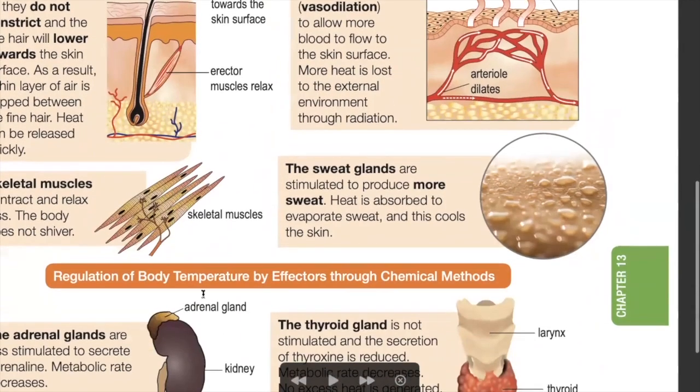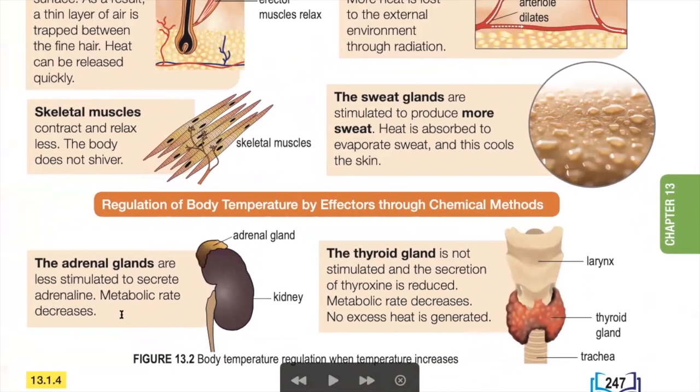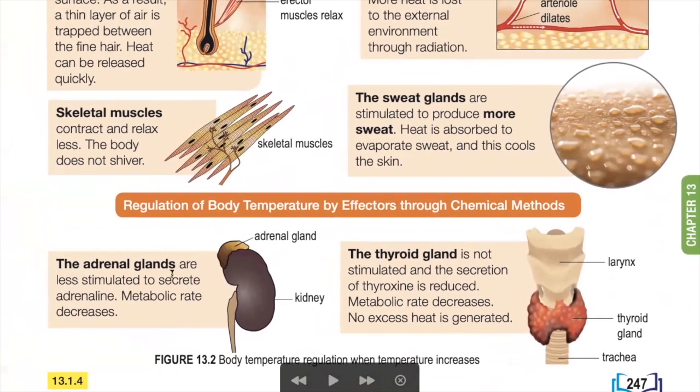Okay, the next one, in terms of chemical method, is the adrenal gland. For those who don't know, the adrenal gland you can find at the top of the kidney. So this is our kidney, this is the adrenal gland. So the adrenal glands are less stimulated to secrete adrenaline. Adrenaline will make the metabolic rate decrease.